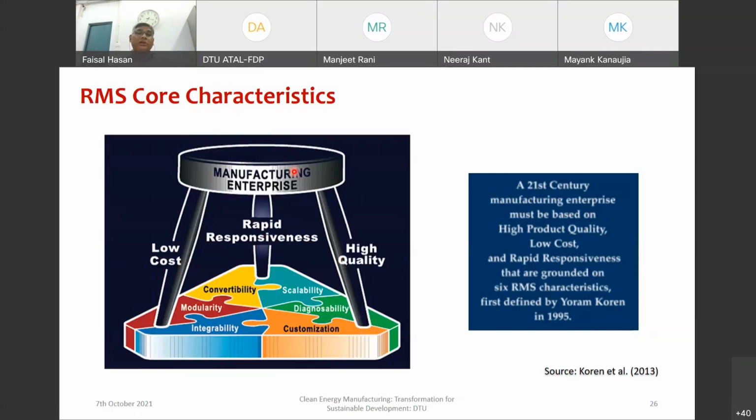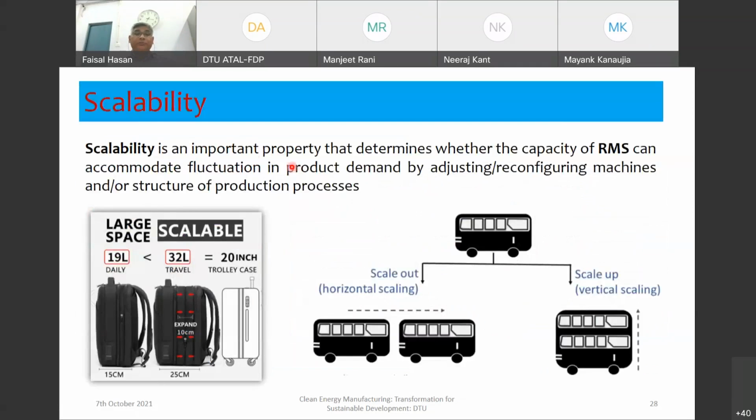Now let us see what these characteristics are. Like scalability. When I talk of scalability, it simply means, as I told you earlier as well, that today my capacity is say 10. At any point of time, I want my capacity to be 20 per minute instead of 10 objects per minute. Now I want 20. So how can this be done? This is what we call scalability, and this is not something new.